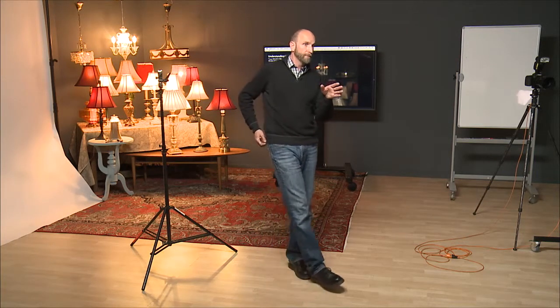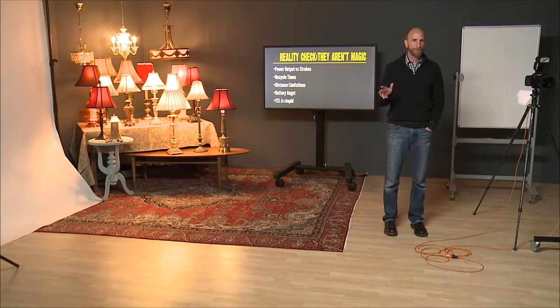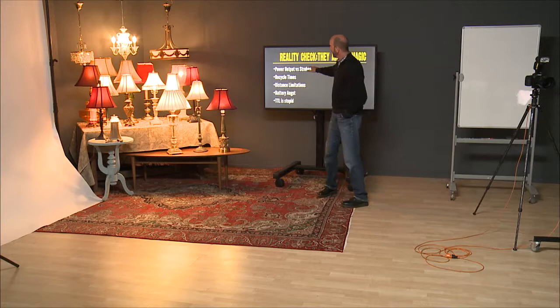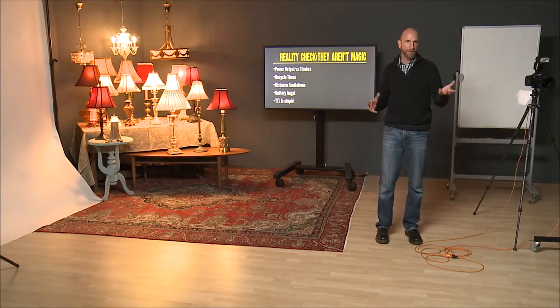I have a couple more things to talk about before we're done. And so it is the reality check of speed lights. People think speed lights can do everything and they're super powered and all that kind of stuff, but there's a reality check, and that is these guys are not magic. We just talked about the power output versus strobes. Normally a studio strobe, that's about 500 watt seconds, which is sort of an entry-level power output for a studio strobe, will equal the power output of 10 speed lights. So 50 watt seconds, 500 watt seconds.